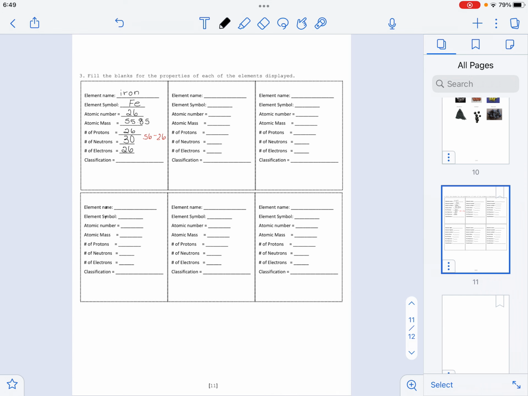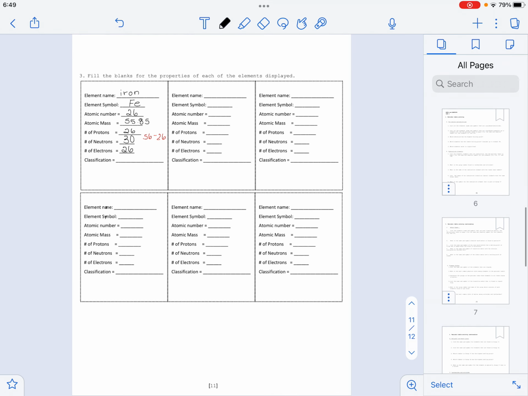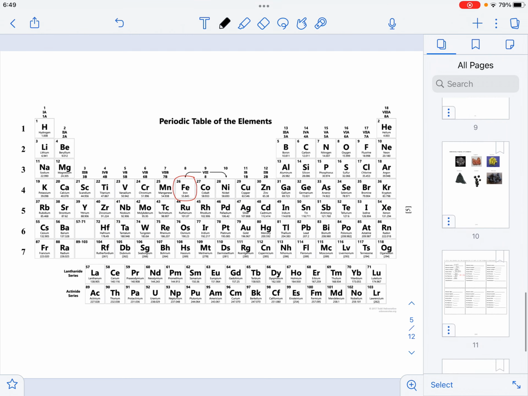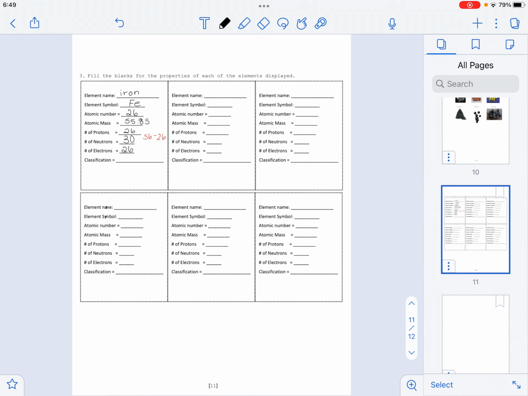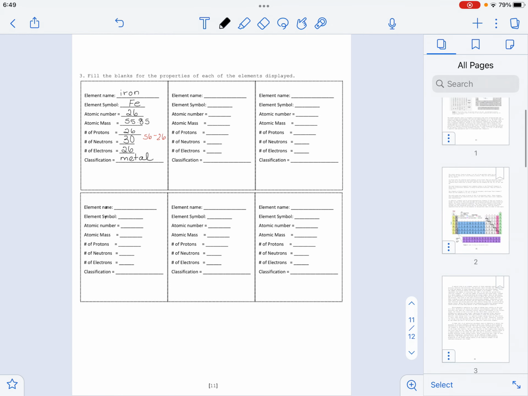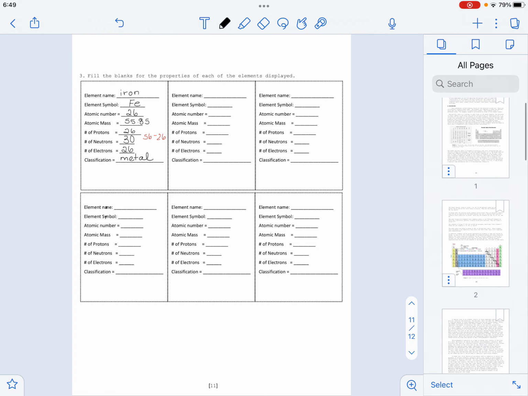Lastly, the classification for this element, because you can see that it is in group B and it's the area of the transition metals, this element is going to be classified as a metal. And these are the steps for the experimental procedure in the lab.